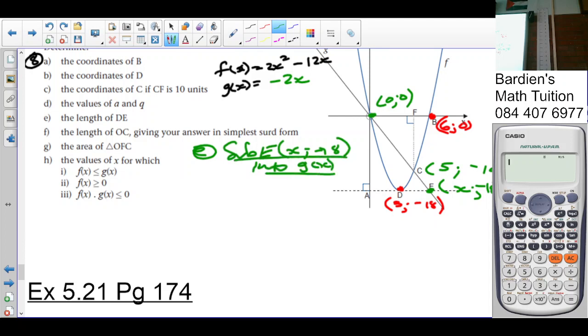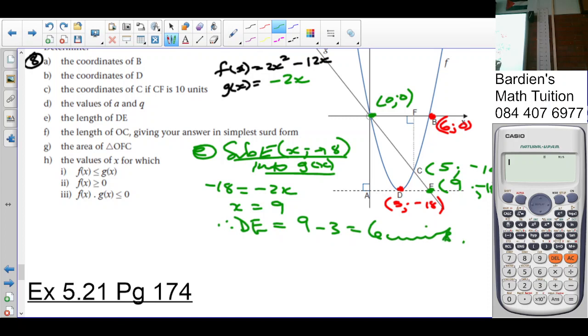Okay? So we got negative 18 is equal to negative 2x, so x is equal to 9. So if this is 9 here, and this x value is 3, then what is the length of DE? So DE is 6. Can you see that? Therefore DE is equal to 9 minus 3, which is 6 units. Do you have to show that 9 minus 3? No. Okay. Let's look at F.